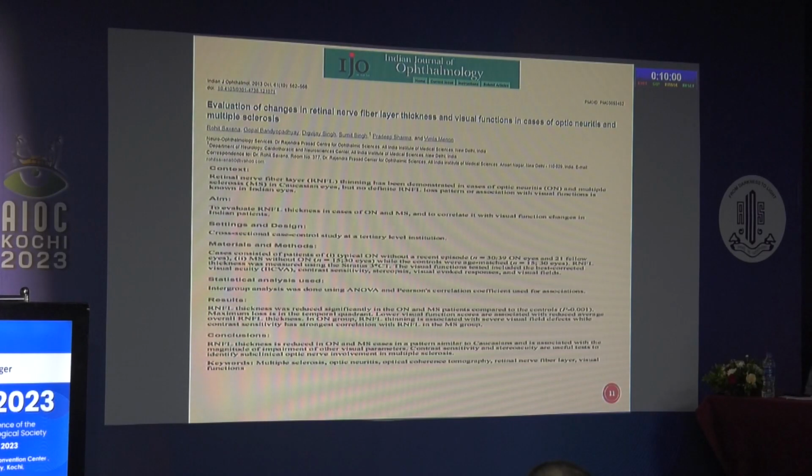Now I'm discussing an important paper where retinal nerve fiber layer thickness and visual functions were assessed in patients with optic neuritis and multiple sclerosis. This study concluded that RNFL thickness is reduced in optic neuritis patients, and even in multiple sclerosis patients where an optic neuritis attack has not yet happened. You can also see the deranged parameters, and the pattern was similar to Caucasian eyes.